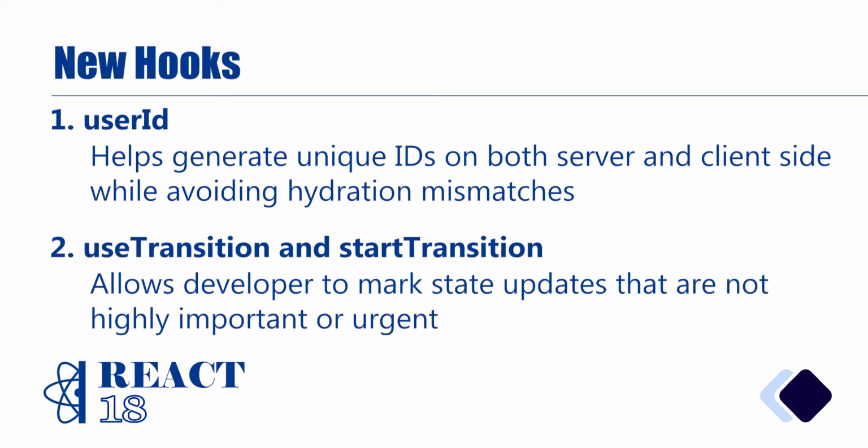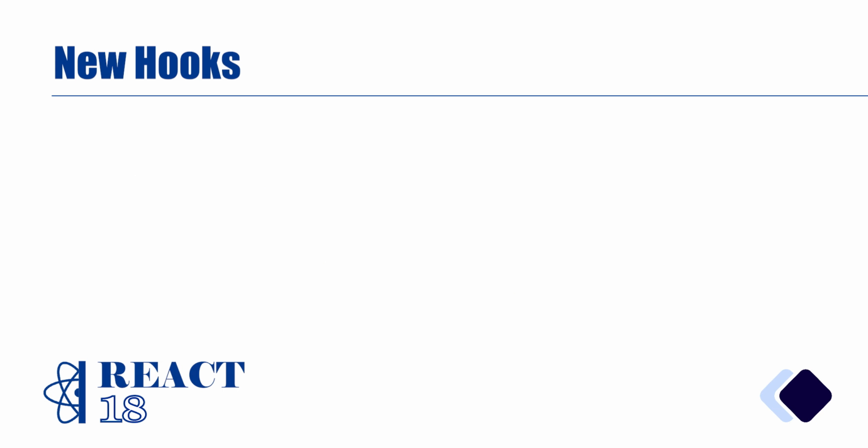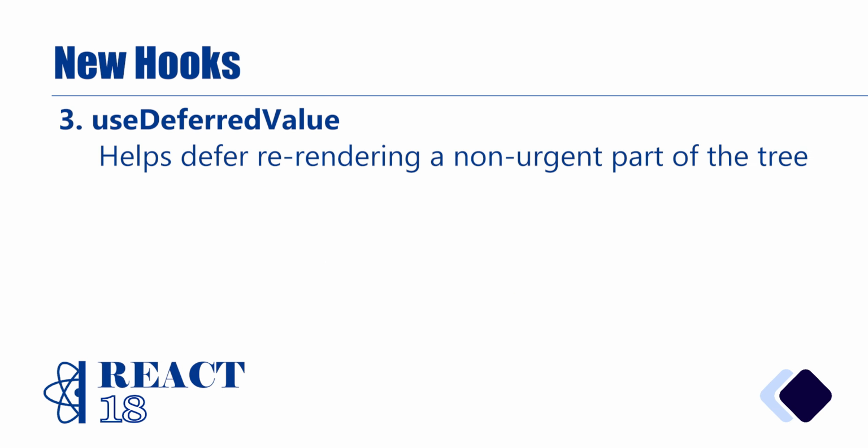Then we have useTransition and startTransition, which we talked about when we were talking about transitions. These hooks allow developers to mark updates that are urgent or non-urgent. Then we have useDeferredValue. useDeferredValue helps defer rendering a non-urgent part of the tree.